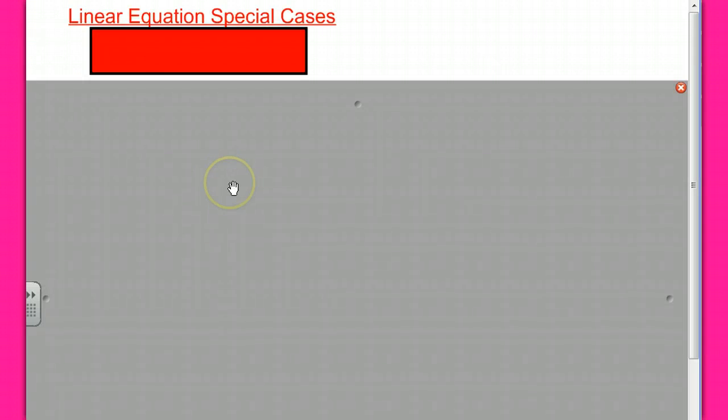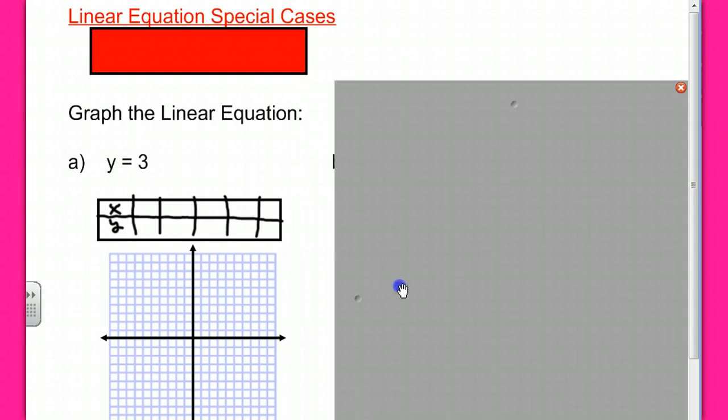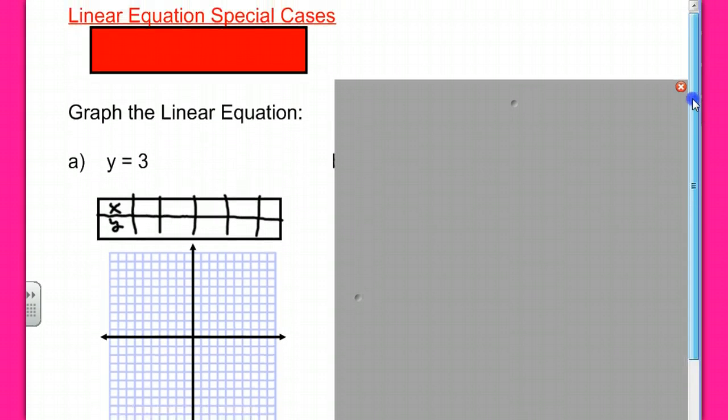So you might already know what I'm talking about. We do have two special linear cases. Special cases. And here we go. Before we identify what they are, leave a little spot underneath your header there, linear equation special cases. Let's go graph them. So the first kind is y equals 3.